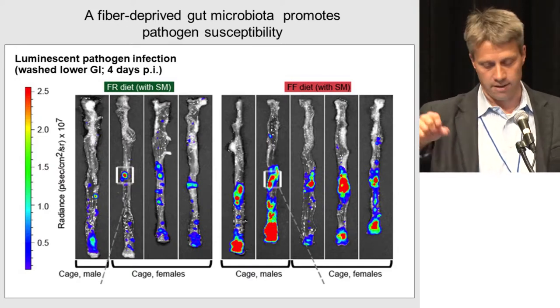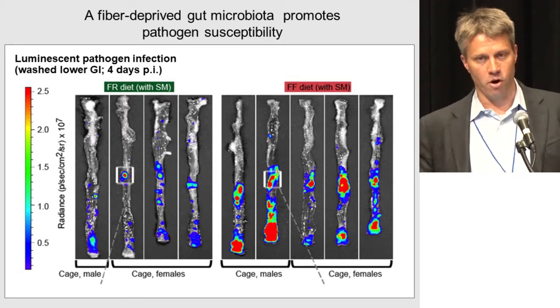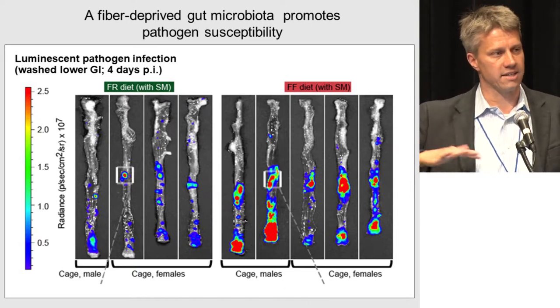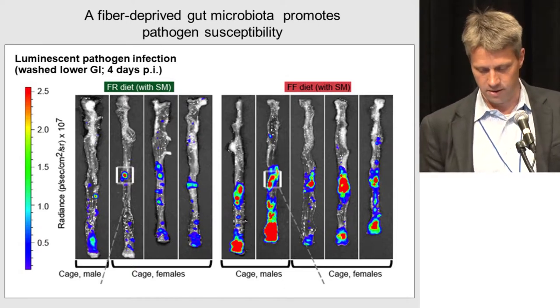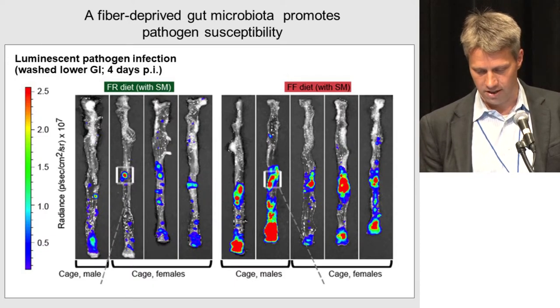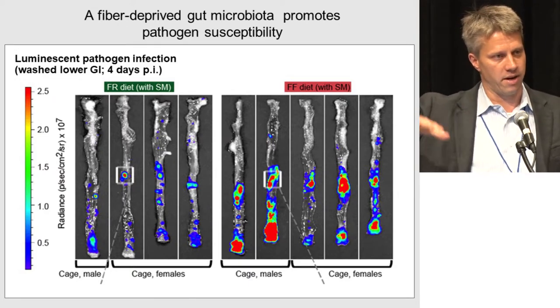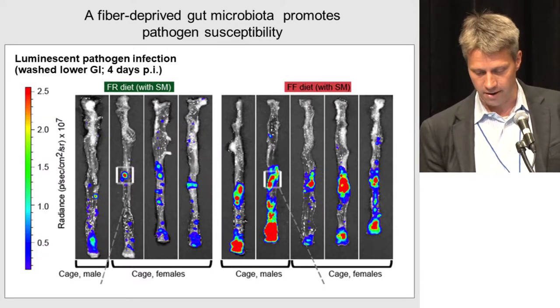a luminescent Citrobacter pathogen. And these are colons from proximal to distal, where we've opened them up 4 days after infection, taken all the luminal contents out, and just asked, where are the luminescent bacteria, which is the color that you see there in those images, on the epithelial surface. And you can see that the mice that started the infection over here on the right with a much thinner mucus layer, because the microbiota in a diet-induced fashion was eroding it, have much higher pathogen burdens, particularly here in the rectum and in the transverse colon.